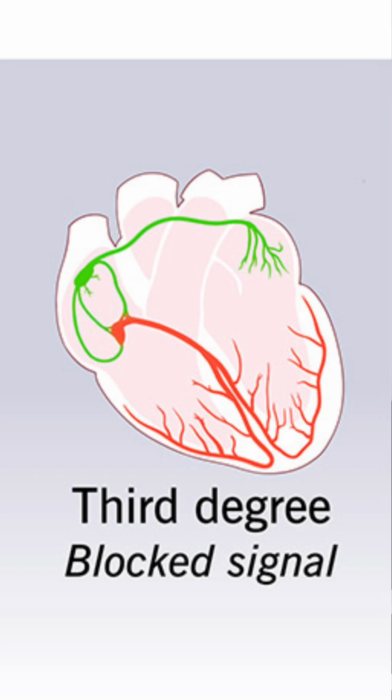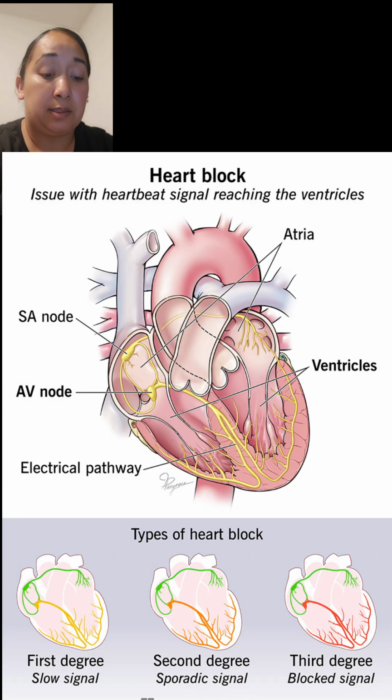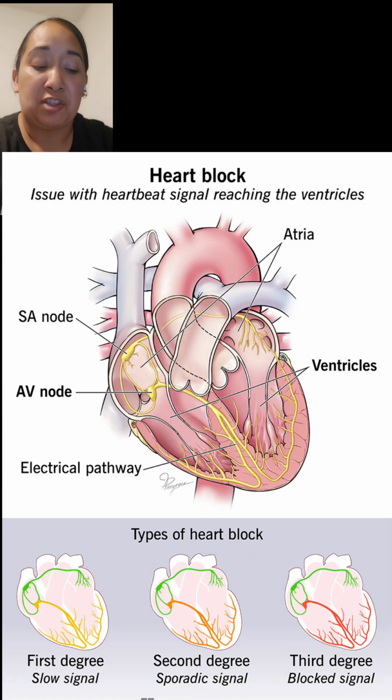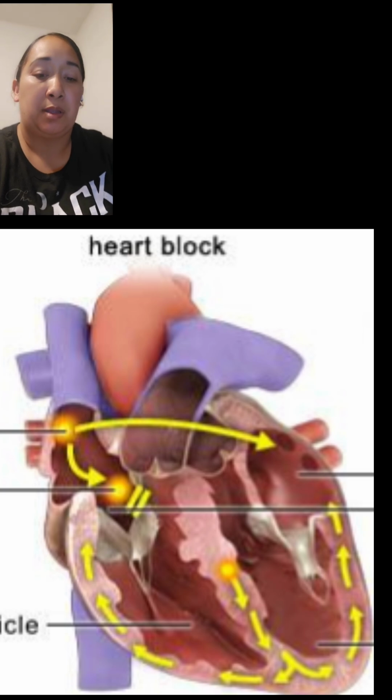The third degree of a heart block is a more severe condition. This stage requires immediate medical attention. This can also lead to a cardiac arrest. At this stage, it is considered a complete heart block of the impulse going through the conduction system.